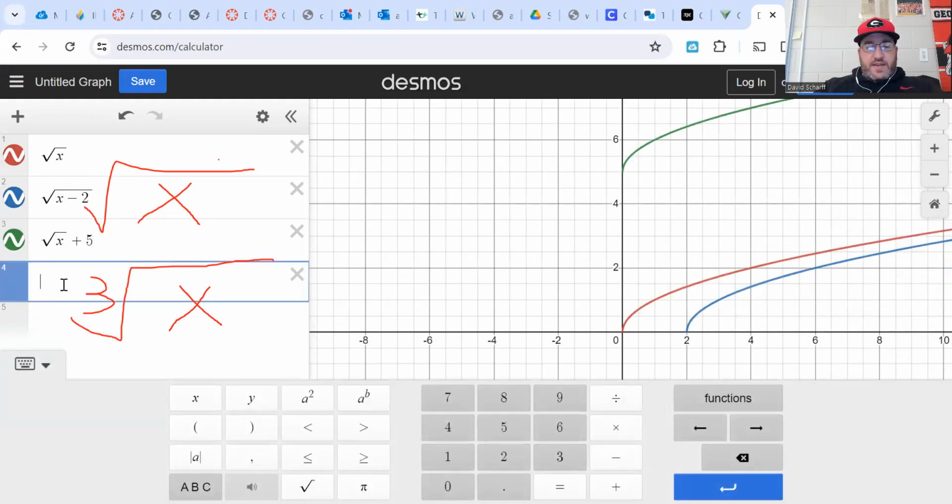If I did the square root of negative x, it reflects out. So anything I add other than x is going to change the way my graph looks. It's going to transform it. So that's why we call them transformations. Okay.